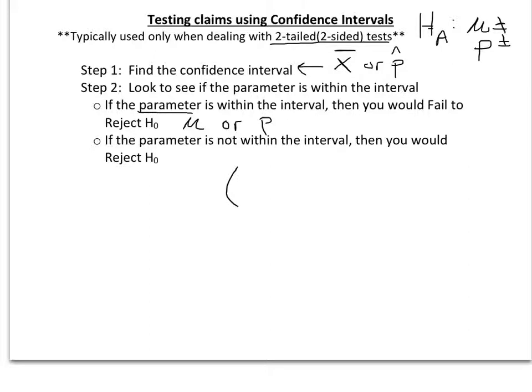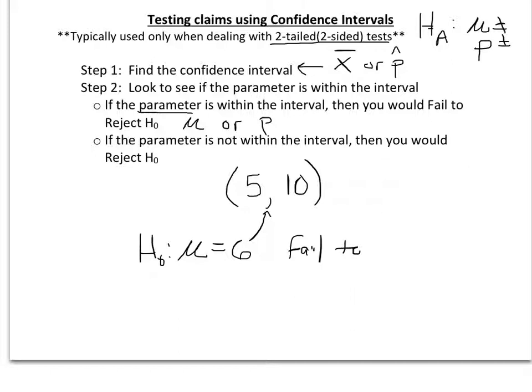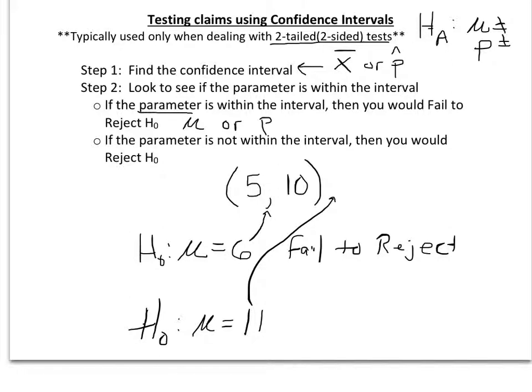So let's say, for example, you have a confidence interval from 5 to 10. If your mu value is 6, and this would be my null hypothesis, since it falls inside the interval, you would fail to reject. If, however, your null hypothesis was, let's say, 11, well, 11 is outside the interval. So in this case, you would reject.